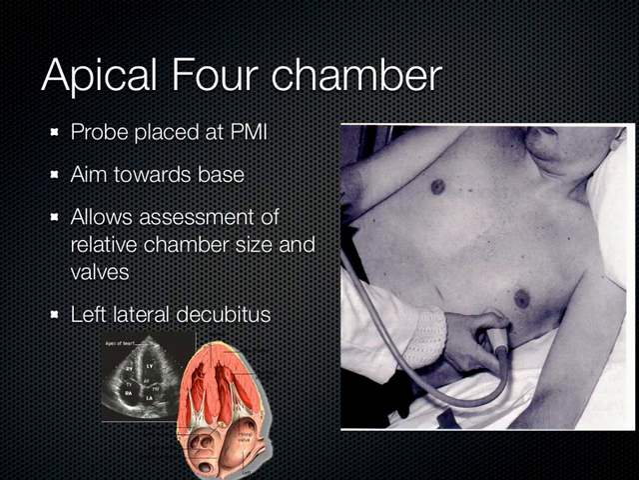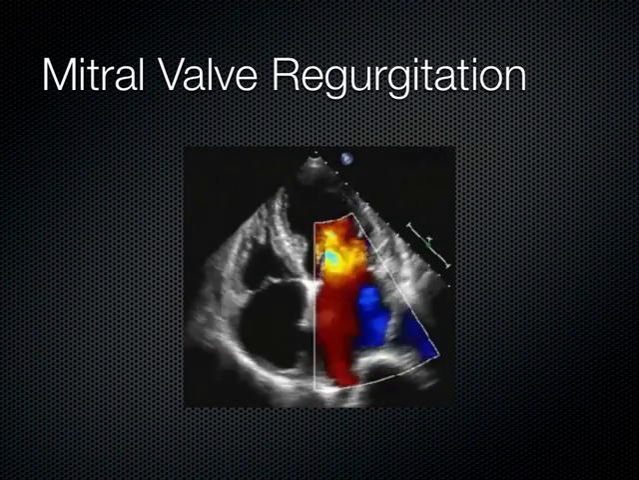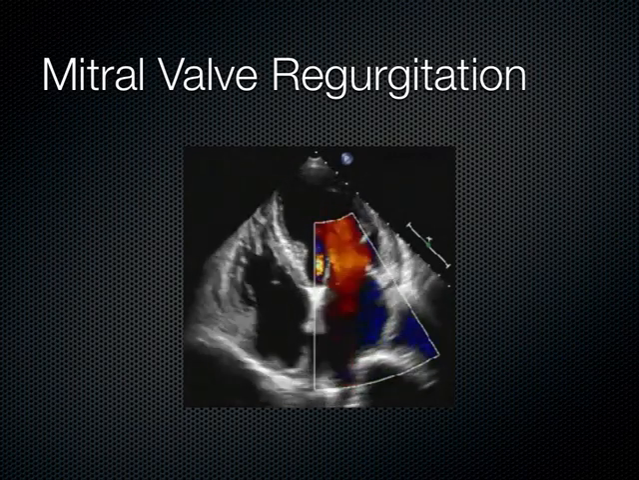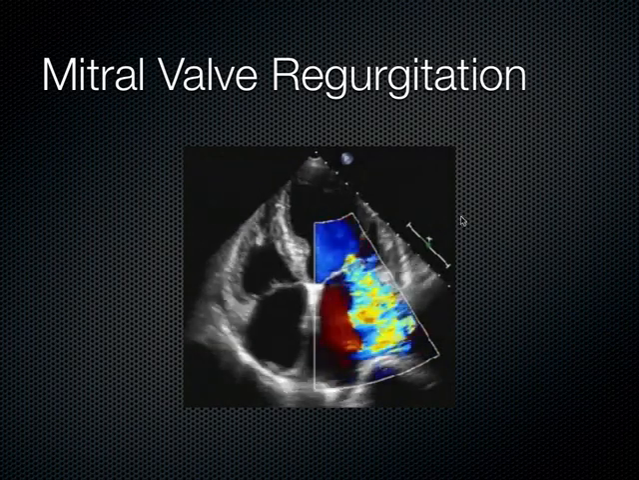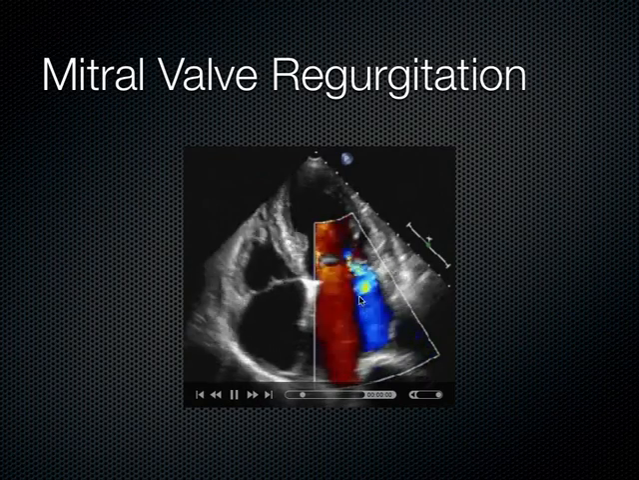Now, the apical 4 chamber is obtained by putting the indicator to the patient's right, and you're really going for the PMI, that little place there on the chest where the apex of the heart comes to the chest wall. And this is made easier when you put the patient in left lateral decubitus, as you're about to see. Now, to look at the mitral valve, this is the best view, the apical 4 chamber view, where we can see BART, B-A-R-T, blue away, red towards. In this case, during systole, there is a blue jet that moves away from where the probe's footprint is and into the left atrium.